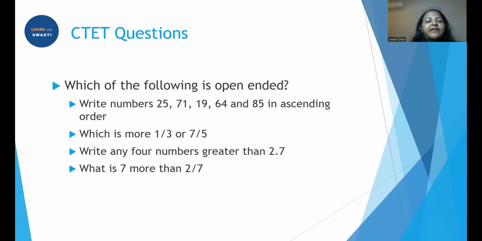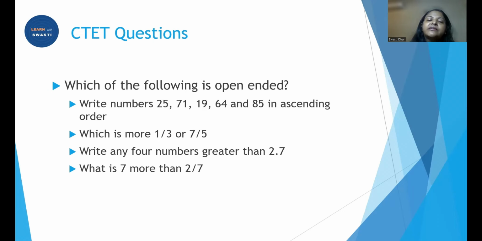Write numbers 25, 71, 19, 64, and 85 in ascending order. So there is only one way of writing it in ascending order. So this is a close-ended question. Which is more, 1/3 or 7 by 5? So 7 by 5 is more because it's an improper fraction, more than 1. So again, there can be only one answer.